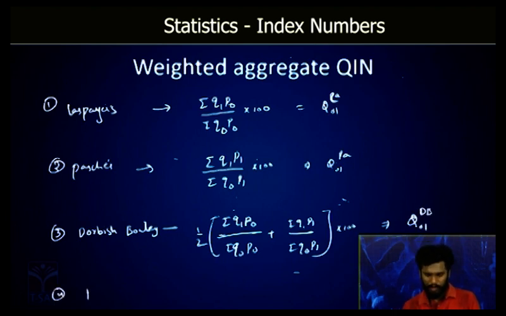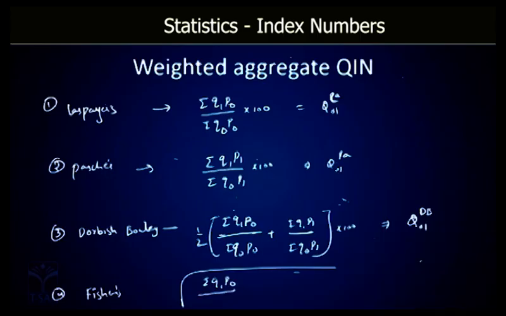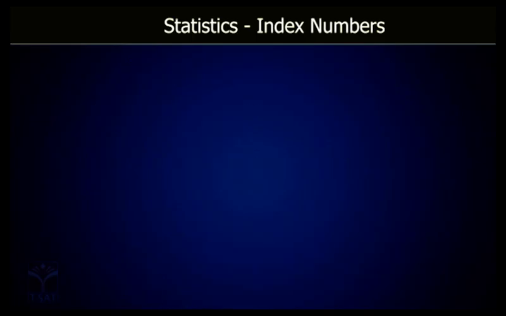The fourth is Fisher's, and it is given by under root, this is the geometric mean of Laspeyres and Paasche: summation Q1 P0 by summation Q0 P0 into summation Q1 P1 by summation Q0 P1, all under the square root, into 100, which is denoted by Q01 F.